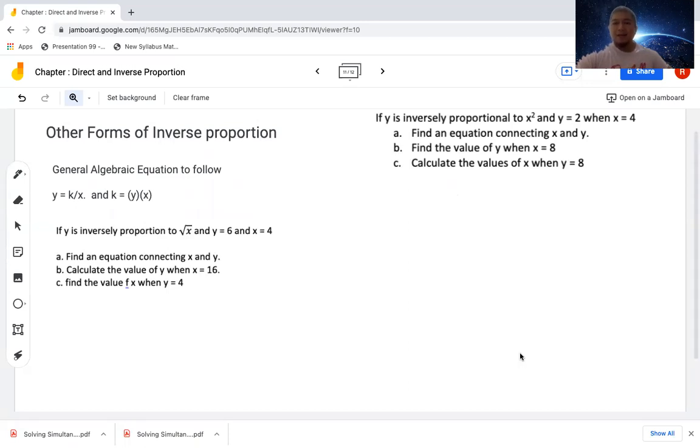However, in this case, you have to understand that some forms of x might have radicals or exponents. So let me give you an example. In the first one, it says that y is inversely proportional to the square root of x. And what I want you to do is to notice how I write the equation based on the statement that we have.